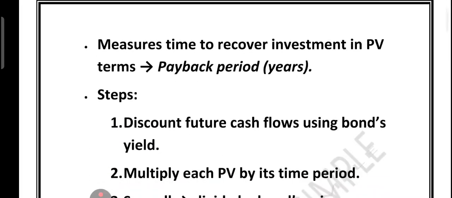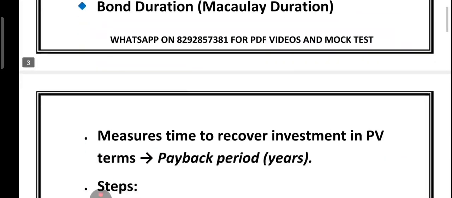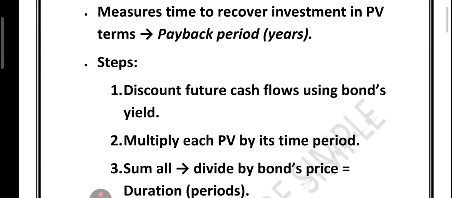So how do we go about finding the Macaulay duration? It's very simple. Remember, a Macaulay duration question is asked in every examination, so please make sure that you practice. If you want to practice more, you can take our previous year questions. Look at the previous year question PDF available in the course. I have explained every step by step. Please solve those questions. So let's see what the steps are.